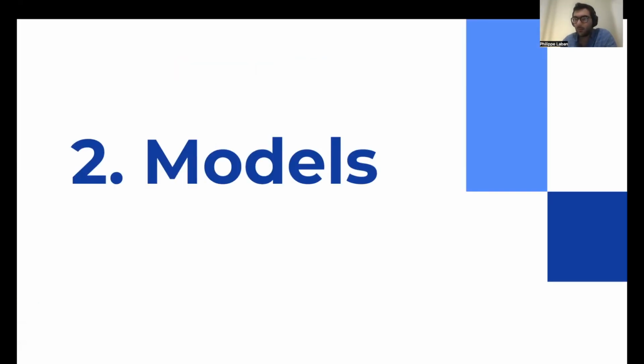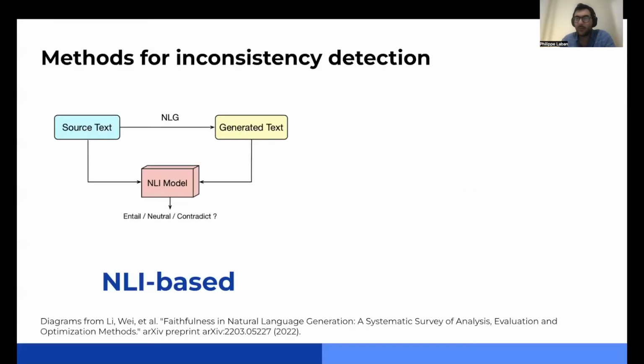Next step, let's look at models for inconsistency detection. There are 2 main types of methods. NLI-based methods first. NLI is the task of determining, given a premise and a hypothesis text, whether the hypothesis entails, contradicts, or is neutral to the premise. And you can see how that could be relevant to inconsistency detection because we want to see if the summary is entailed, contradicting, or neutral to the original document.